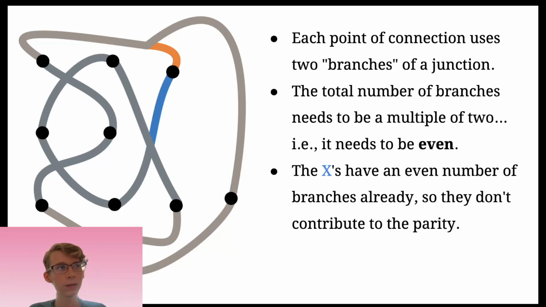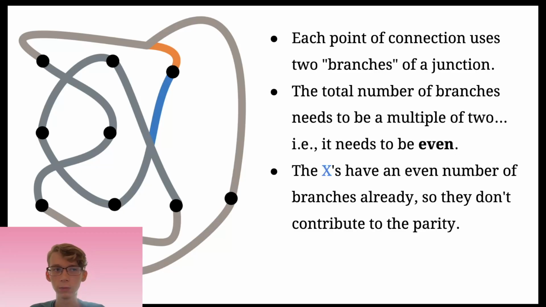Second observation is that because an x has 4 branches, which is an even number already, the number of x's doesn't actually change anything about the connectability of the junctions. Because an x has an even number, we can always just connect the x's branches together in a loop if we wanted to. That's not done in this case, but we could do that. So the x's don't actually change anything about whether we're able to connect them all together without leaving a dead end.